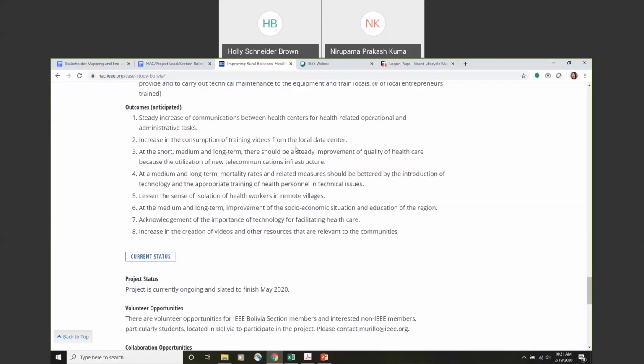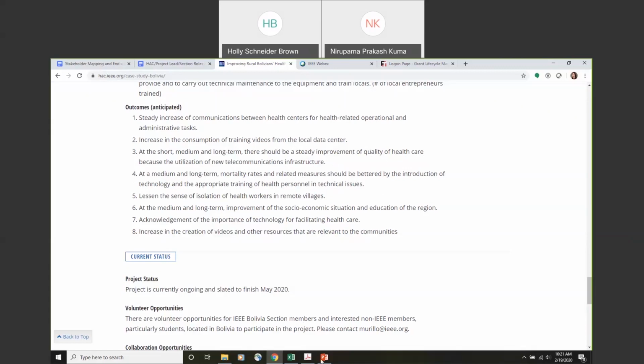At the short, medium, and long term, there should be a steady improvement of quality health care because of the utilization of new telecommunications infrastructure. At the medium and long term, mortality rates and related measures should be bettered by the introduction of technology and the appropriate training of health personnel in technical issues. So those are some examples.